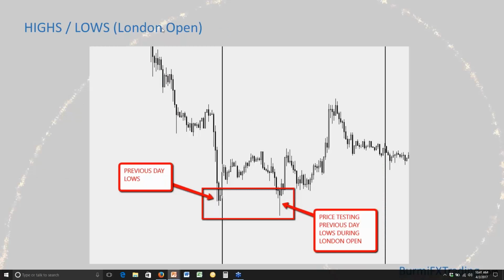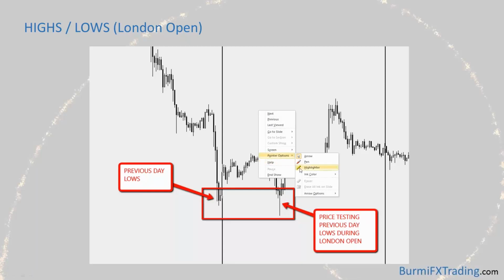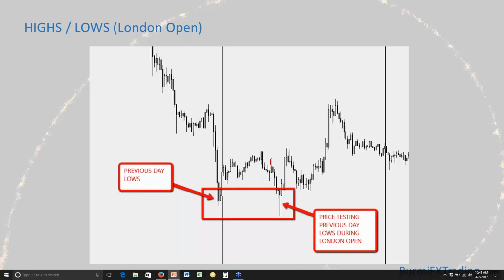So highs and lows during London open session. Here we have previous day highs and lows during London open session, to the previous day lows. And again, you're looking for that open spike here for your entry. That's where you take your buy entry, and we are expecting the price to move higher to fill up the open spike.